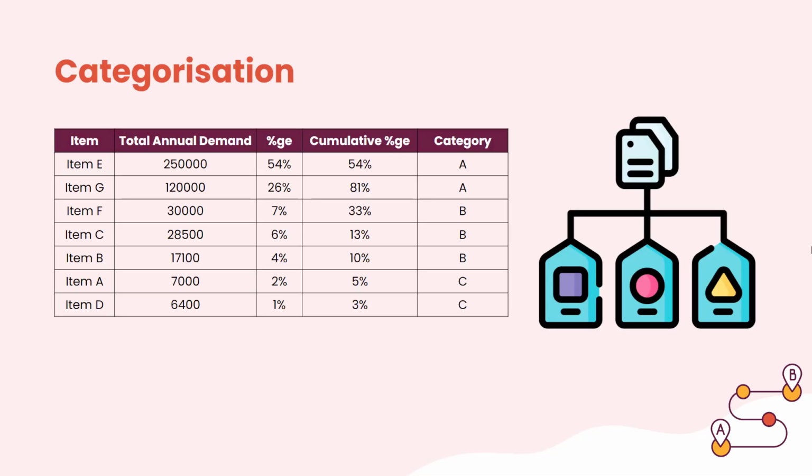Hence, the categorization will look like this. Items E and G combined are contributing to 81% of total item sales or item values. Hence, they are categorized in the A category. Whereas items A and D combinedly contribute to 8% of the total inventory value. Hence, they are categorized in the C category.